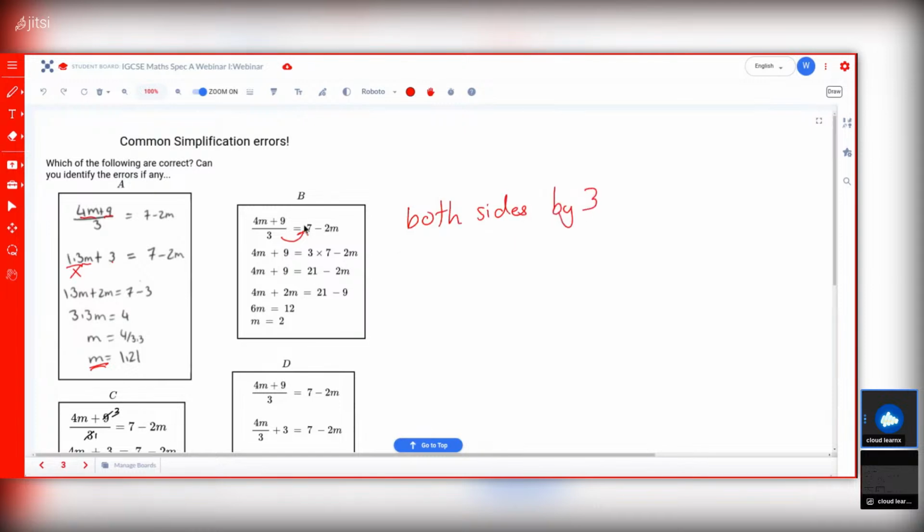So when you say sides, it's not just 7. On your right-hand side, you've got 7 and minus 2m, 2 terms. So when you say multiply the right-hand side or both sides by 3, make sure you know what you're doing. Multiply every term that's on that side. So I think this should have been minus 6m instead of minus 2m, which was the blunder there.